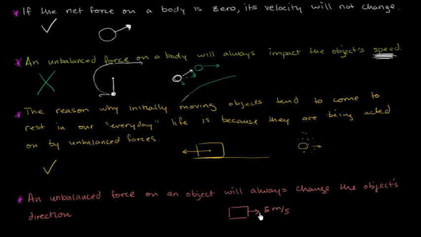So I won't necessarily change its direction. Even if I were to act against it, I might decelerate it, but I won't necessarily change its direction. I could change its direction by doing something like this, but I'm not always necessarily changing the object's direction. So this is not true. An unbalanced force on an object will not always change the object's direction. It can, like in these circumstances, but not always. So always is what makes this very, very, very wrong.